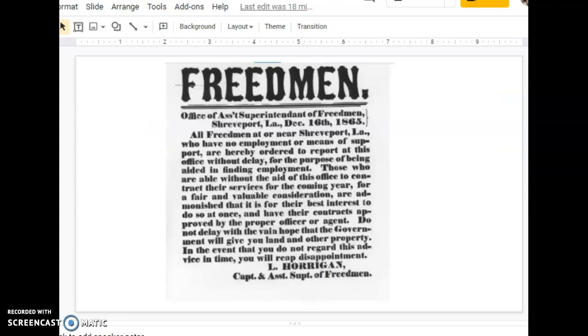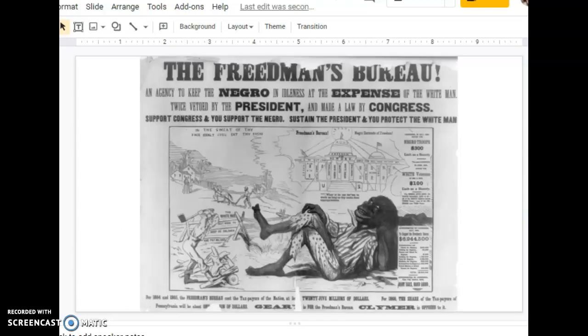Here's an ad for freedmen. It says, all freedmen at or near Shreveport, Louisiana who have no employment or means of support are hereby ordered to report at this office without delay to be given jobs. Actually, that kind of goes with the black codes. I'm going to put that down there. There we go. Okay. This was in a newspaper.